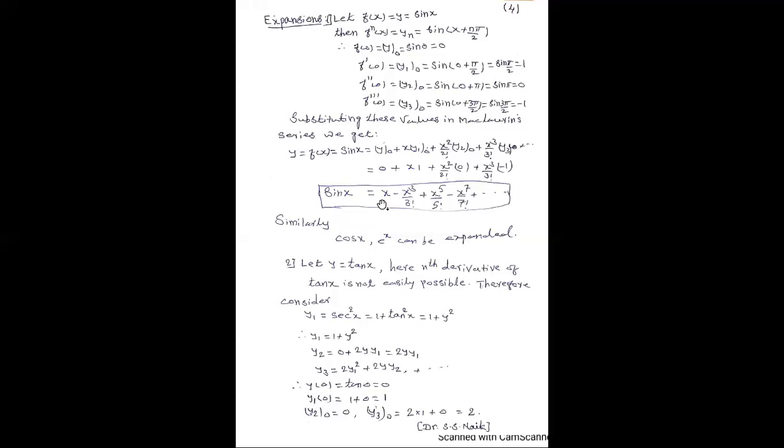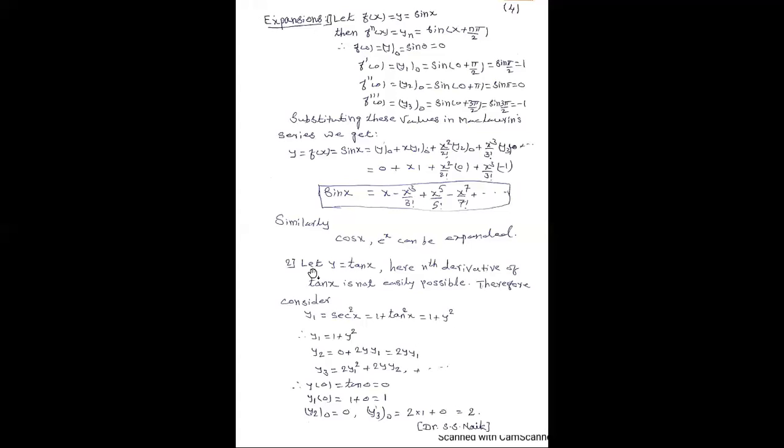Then cos of 0 is equal to 1, so that will start from 1. Then e raised to x: the derivative of e raised to x is equal to e raised to x. F dash of x is also equal to e raised to x. And therefore you get that e raised to x is equal to 1 plus x square upon 2 factorial plus, and so on. So the formula for sin x, cos x, e raised to x can be similarly obtained by making use of that Maclaurin series.